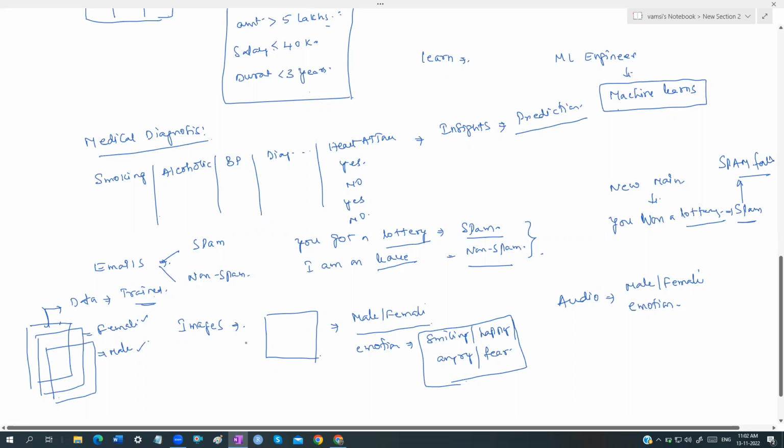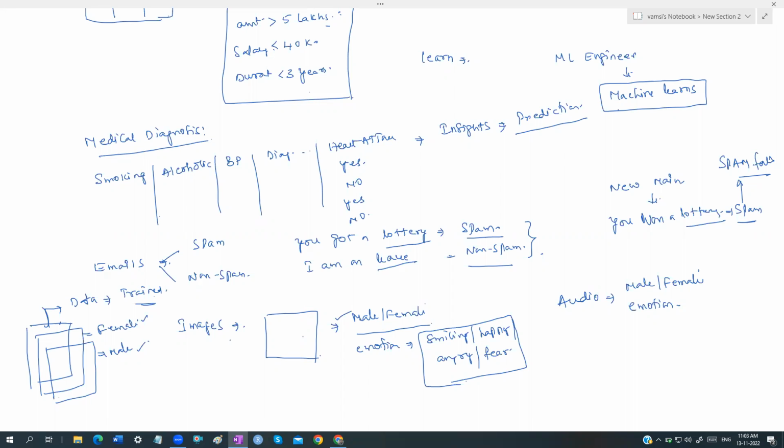Now, based on that, whenever I give a new image, the machine will tell whether the person in the image is a male or a female. That is basically the idea of how it works. Okay, so that is all about machine learning.